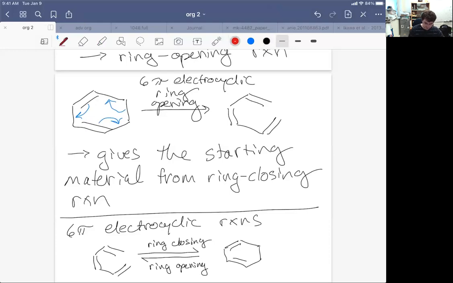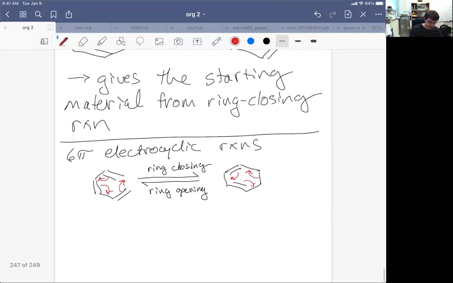And we could have the arrows move in either direction. So I could have them go counterclockwise if I want in both cases. You could flip the arrow. The arrow direction is just for us. In terms of the electrons, they go where they go. So we have ring closing and ring opening. So what causes this reaction to occur? This reaction will occur with heat or light.